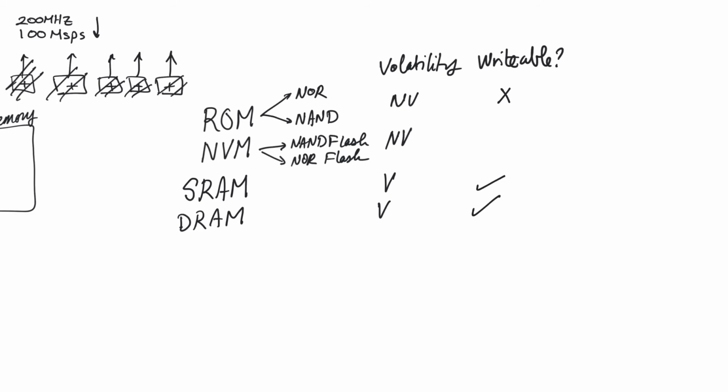Non-volatile memories are kind of iffy, because you can actually write to them, but writing to non-volatile memories is a lot more involved than writing to RAMs. So we can't really call it writing, and instead we call it programming.